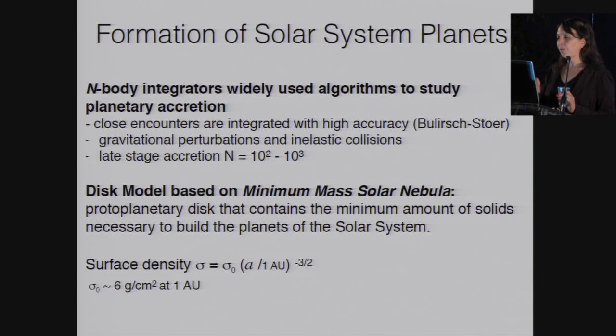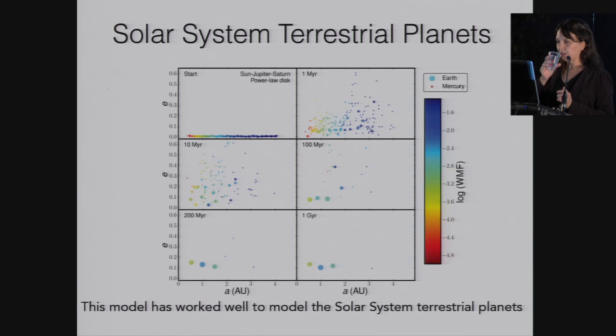For this minimum mass solar nebula, you take the planets in our solar system, add enough light elements to bring them up to solar composition, and then spread the mass out into a disk. It takes a functional power law form. It is from this surface density profile that you start your initial conditions for these n-body simulations. This model has worked well for the solar system.